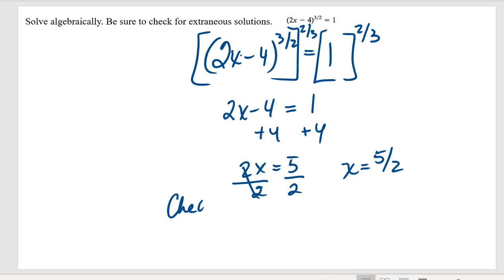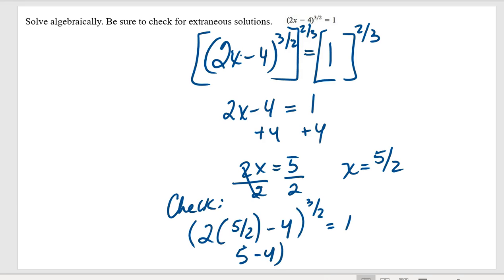So let's check our answer. So I'll end up with 5 minus 4 to the 3 halves is equal to 1, which will be 1 to the 3 halves, which we know is 1. So 1 is equal to 1. So our solution is x is equal to 5 halves.